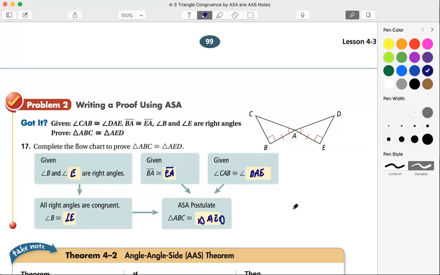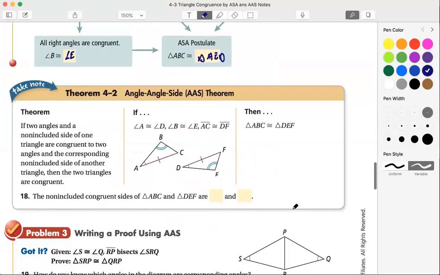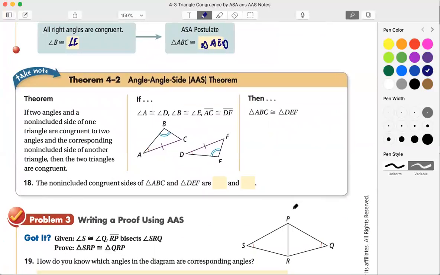Here we go. So theorem 4-2, angle angle side theorem. If two angles and a non-included side of one triangle are congruent to two angles and the corresponding non-included side of another triangle, then the two triangles must be congruent. So in the diagram here, the non-included congruent sides of triangle ABC and triangle DEF are side AC and side DF.